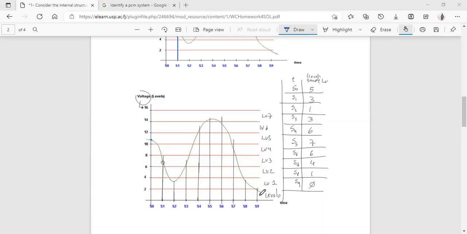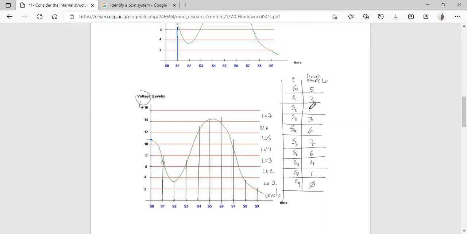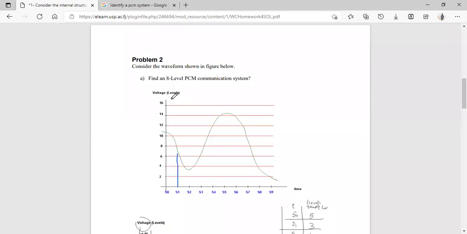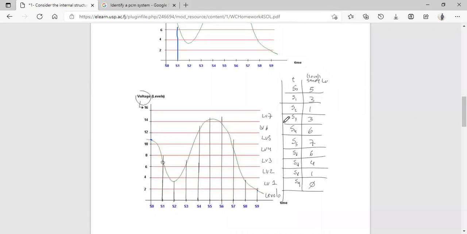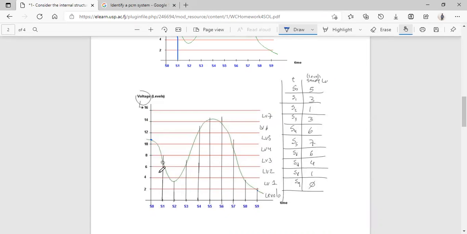If you do it for s equal to 9, you can see this particular signal intercepts over here at level number 0. So S9 has a digital value of 0, a PCM value of 0. This forms what I have identified as the 8-level PCM system, which is basically discretizing the analog signal that we have for transmission.